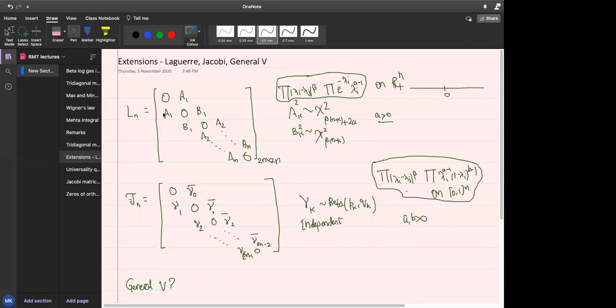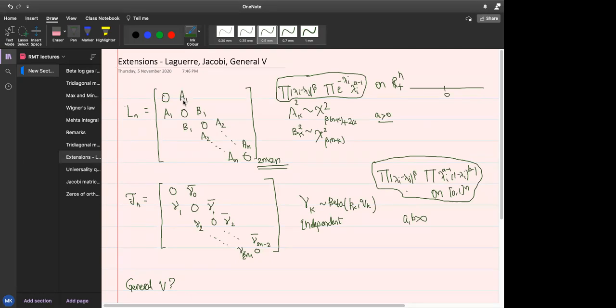For beta equals 1 and 2, I said this comes from covariance matrices, but for general beta there is no full matrix model. There is, however, a random matrix model which is sparse, which gives you that distribution of eigenvalues. So what is this random matrix? You take this Ln, which is a 2n by 2n matrix.